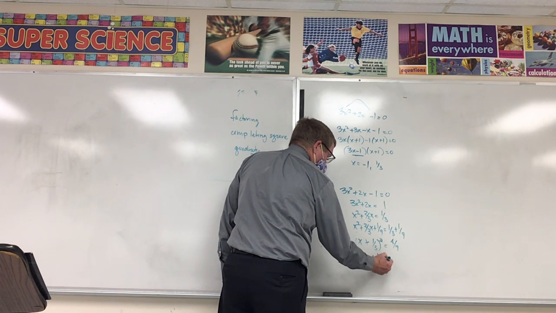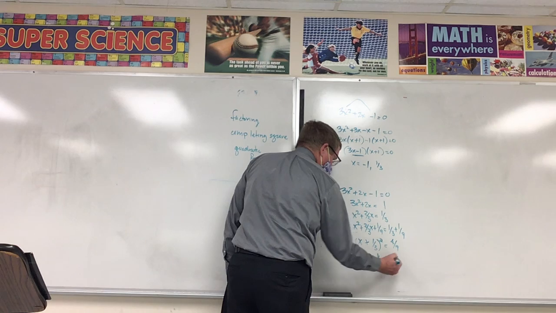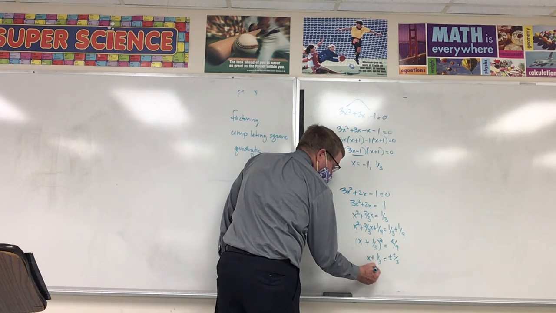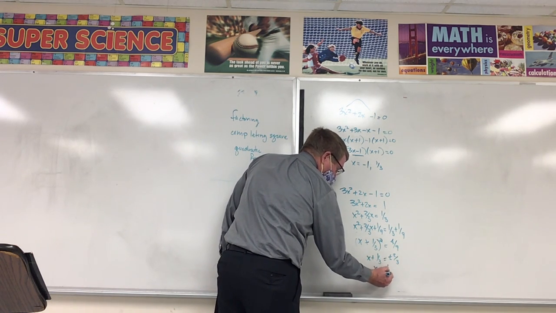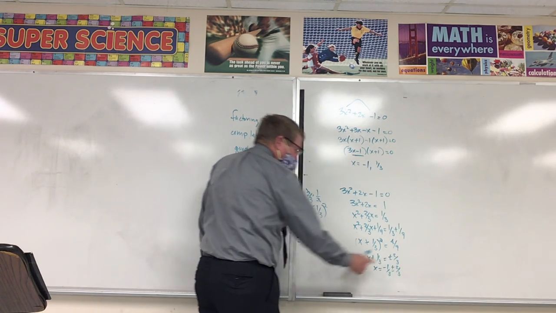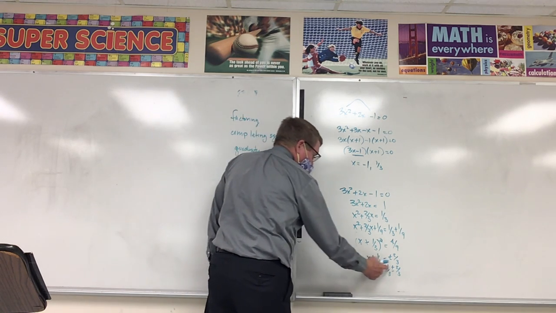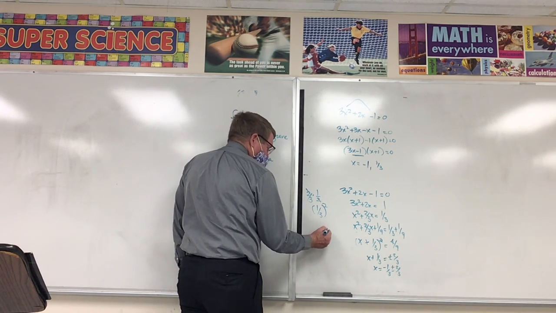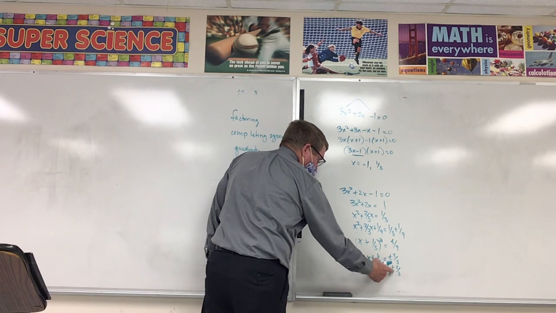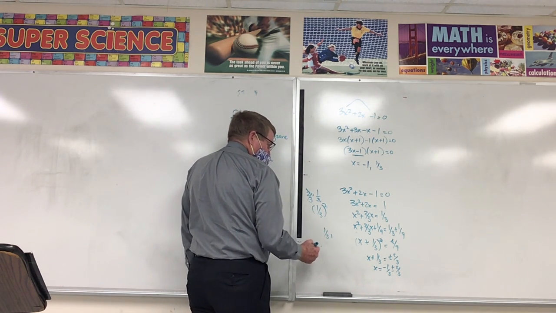The square root of 4/9 is plus or minus 2/3, right? Take the 1/3 over, x equals negative 1/3 plus or minus 2/3. Negative 1 plus 2, 1/3, and negative 1 minus 2, correct.